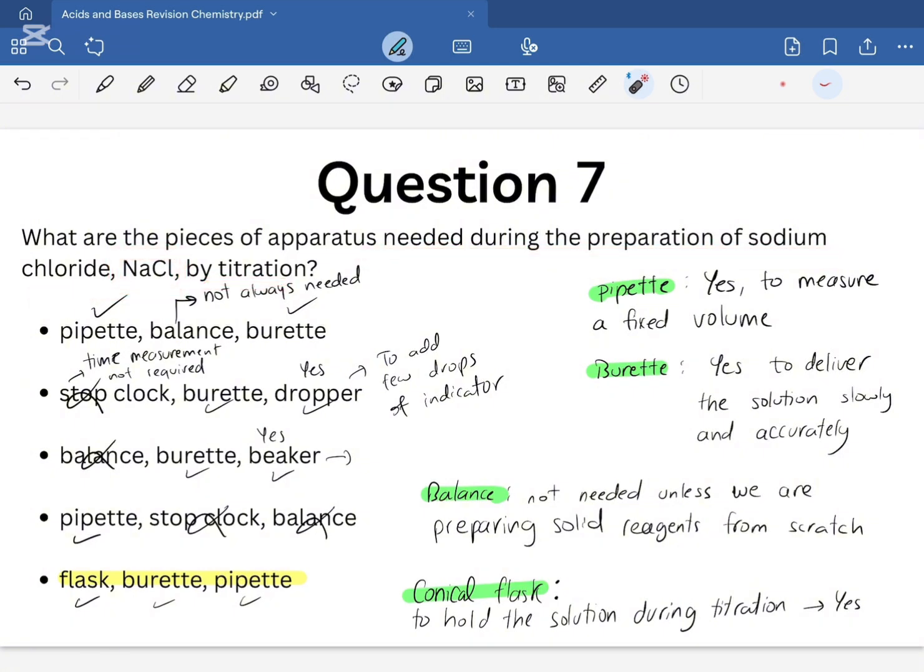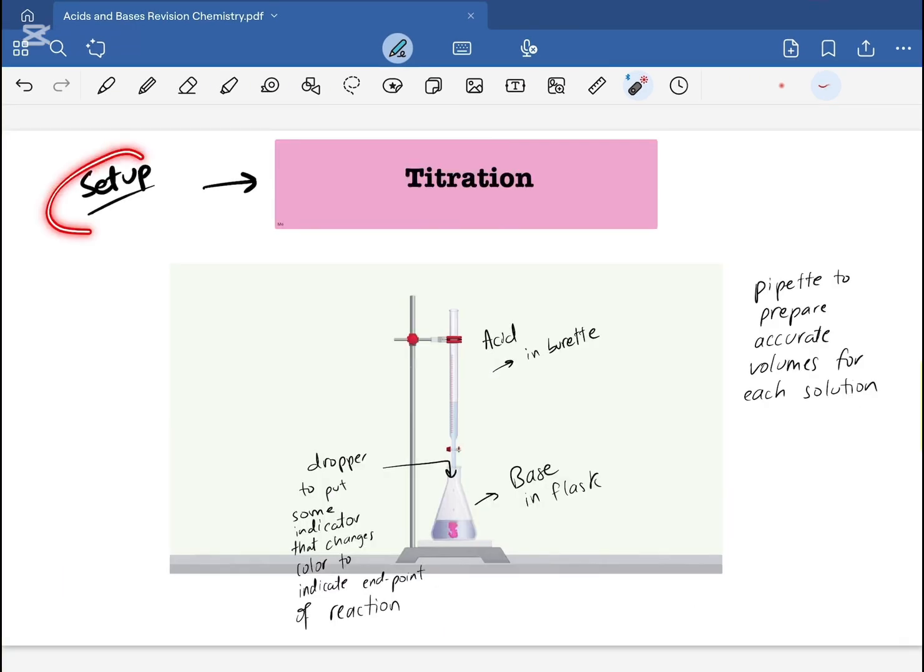So let's first explain what titration is, or what setup is needed for titration. This is the setup that we need, and titration is a lab technique in which we add a solution of known concentration to a solution of an unknown concentration, and we use it to determine the concentration of the unknown solution. So we place the acid, let's say, in the burette, and we place a base in the conical flask, and we use a dropper to put in some indicator.